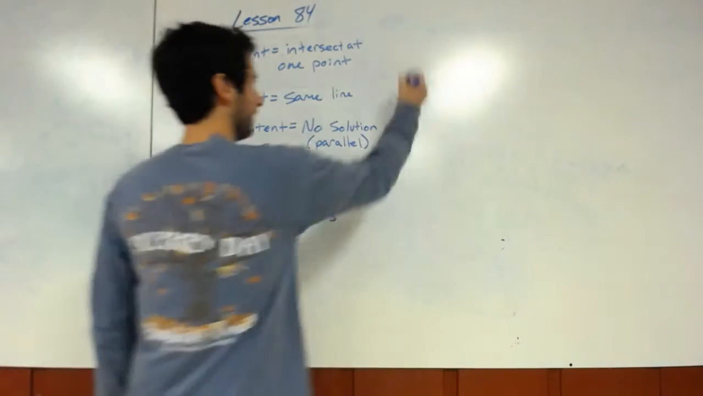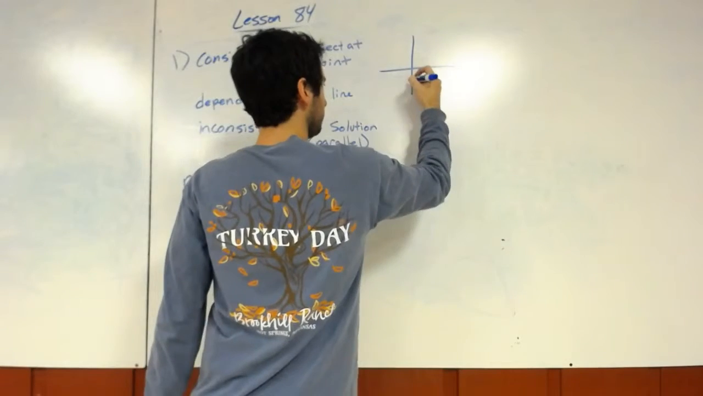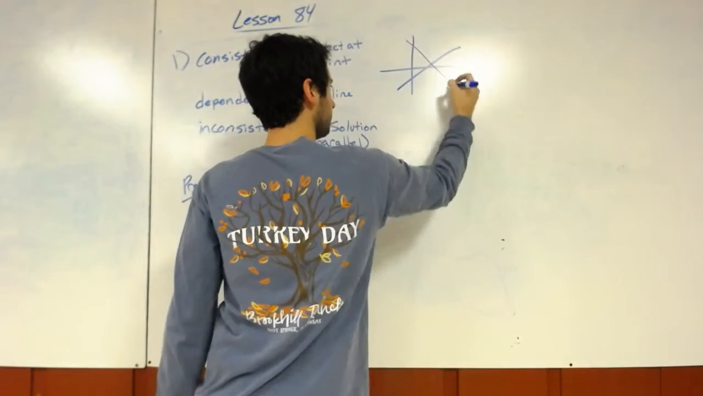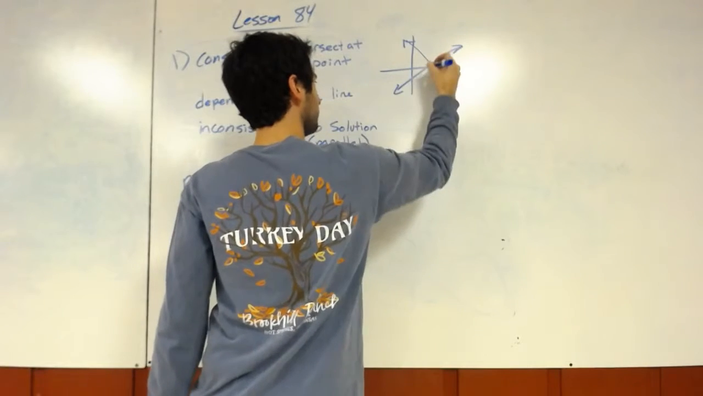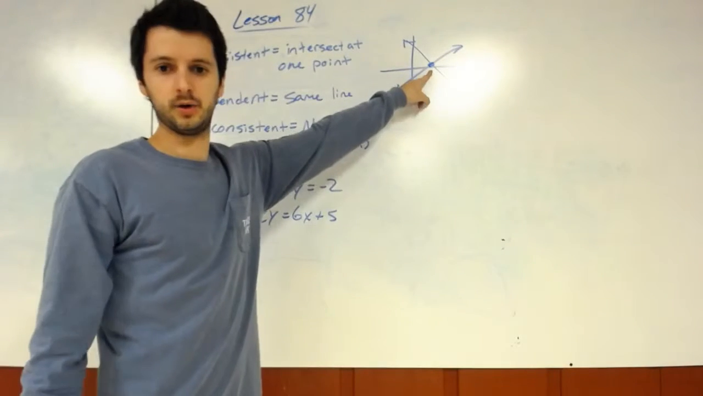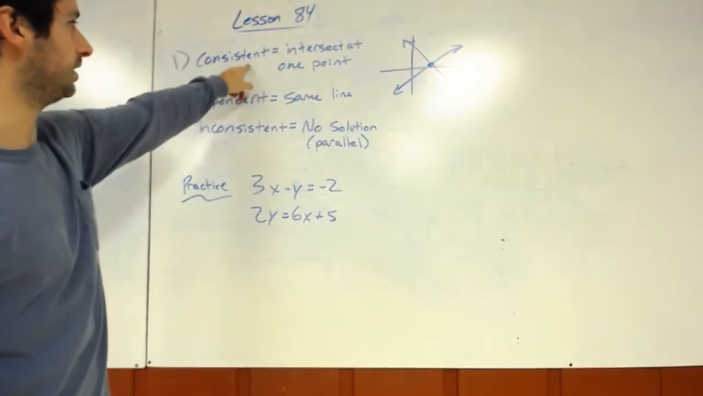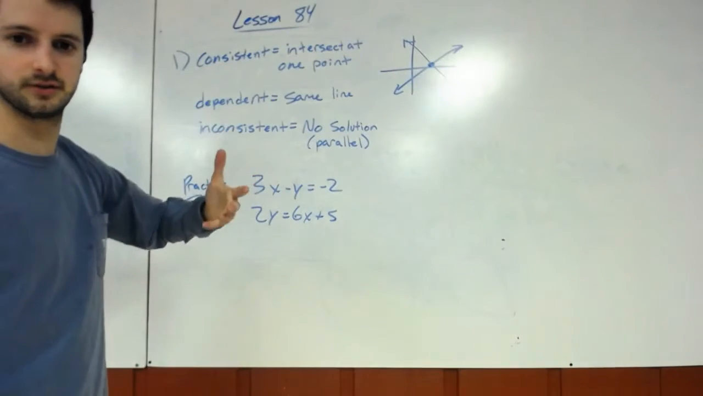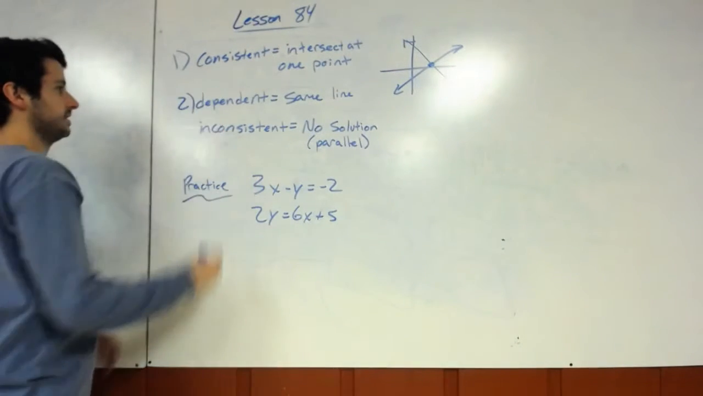So if I had a graph, all right, if I had a line right there and a line right there, they intersect at one point. Therefore, they would be consistent. That's all it is. The second one is dependent system.